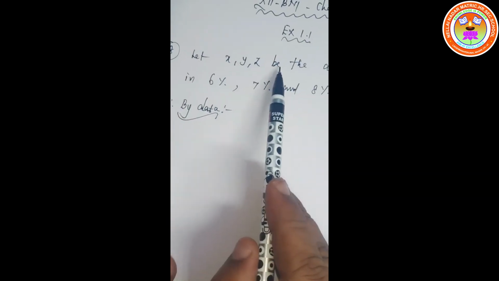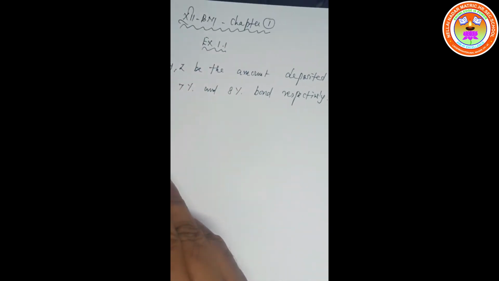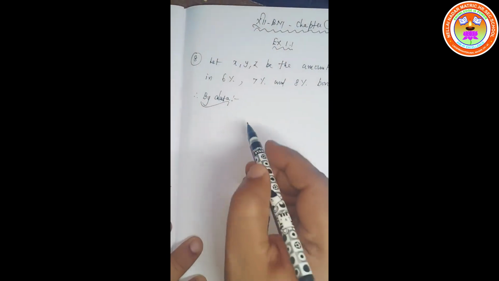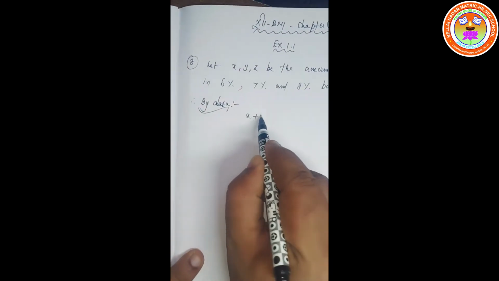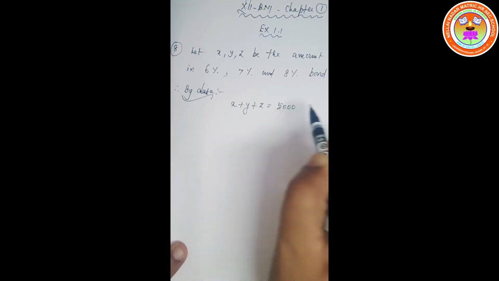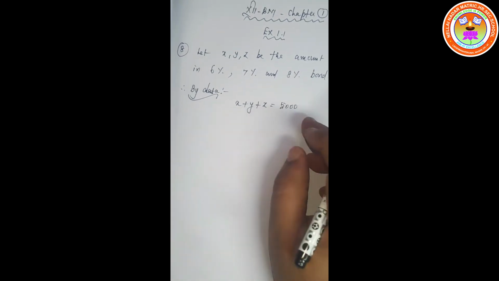Let X, Y, Z be the amount deposited in 6%, 7% and 8% bond respectively. What is given in the question? Total amount deposited is 5,000 rupees. So X plus Y plus Z is equal to 5,000. Let it be the first equation.